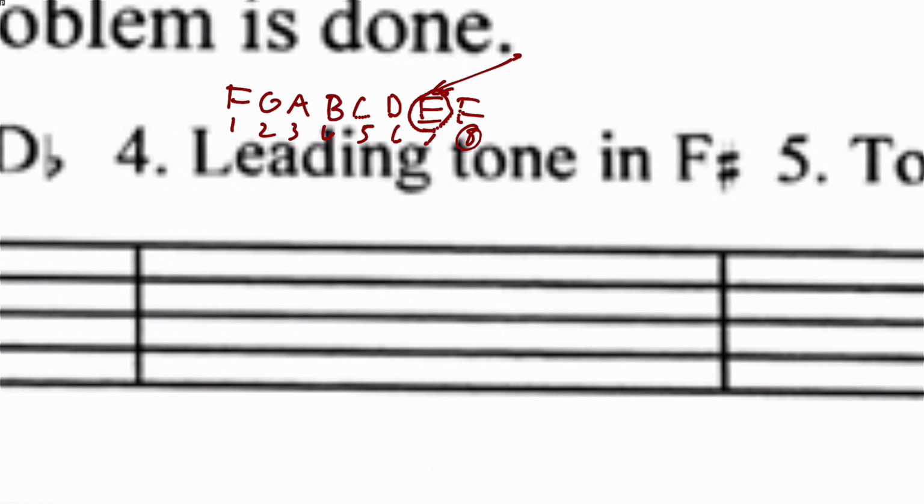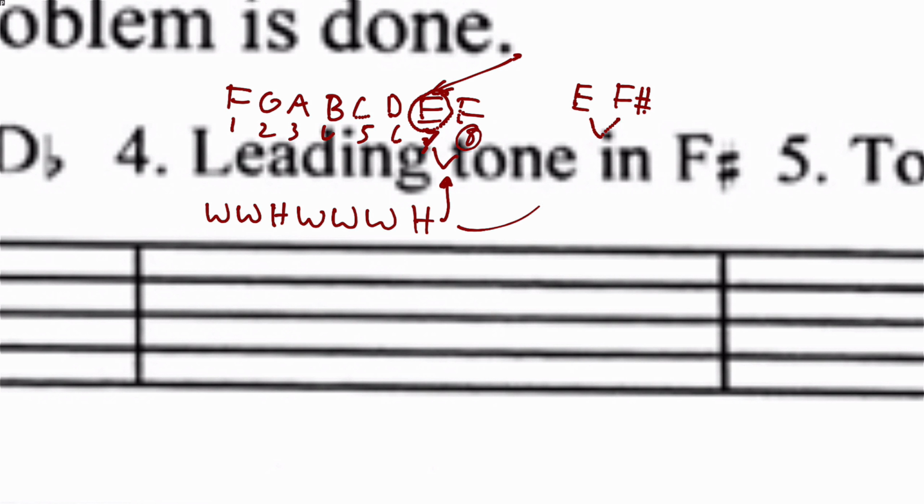Well, we know the pattern is whole, whole, half, whole, whole, whole, half. So the very last step, right there, from 7 to 8, has to be a half step. We know that 8 is really F sharp. So then the question is, what type of E is a half step lower than F sharp?